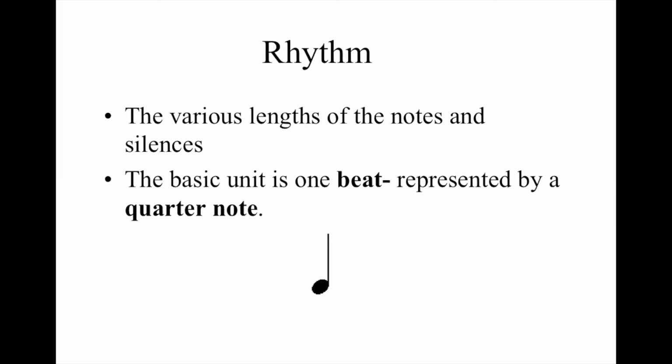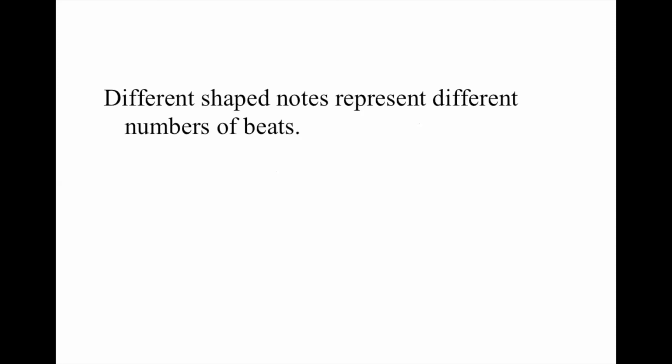The line is called the stem. The oval is called the head. If the stem goes up, it will be on the right. If it goes down, it will be on the left, and you'll see plenty of examples of that. So we have different shapes of notes to represent the different number of beats it should receive.